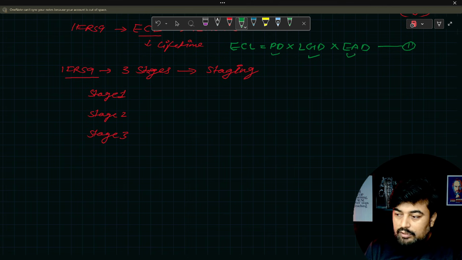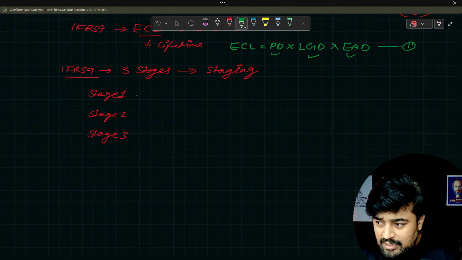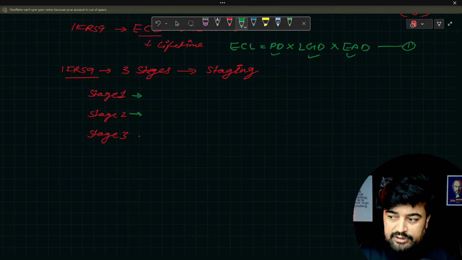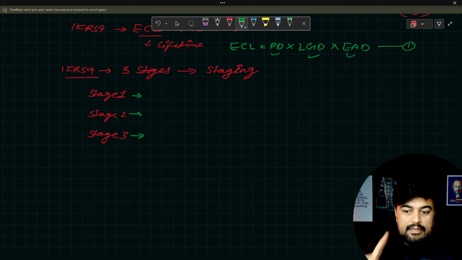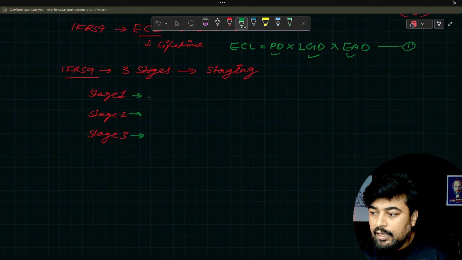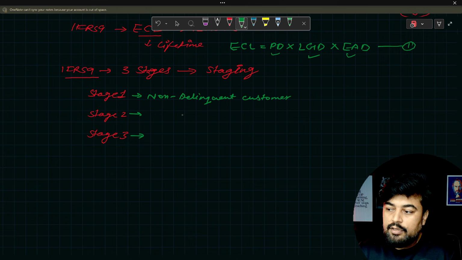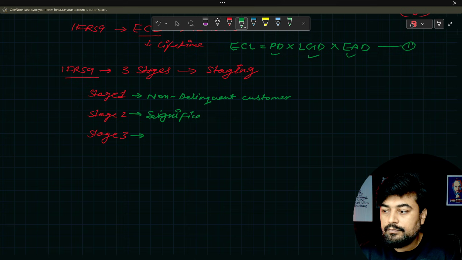Now, when you talk about the stages, the first question that will come is how we divide the stages. For now, just understand one thing. In stage 1, what are the accounts? In stage 2, what are the accounts? And in stage 3, what are the accounts? Which accounts are we keeping where? Let's say you have 1,000 accounts. All the non-delinquent customers are part of stage 1. When there is a significant delinquency, the significantly delinquent customers are part of stage 2.